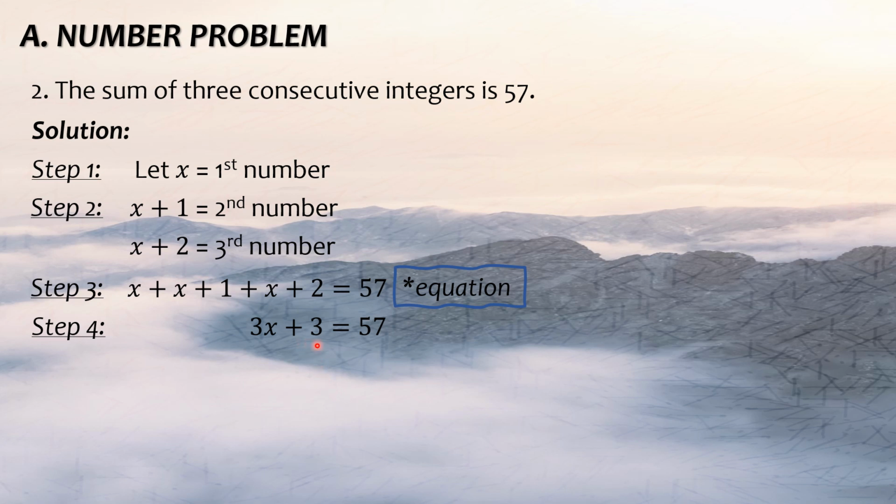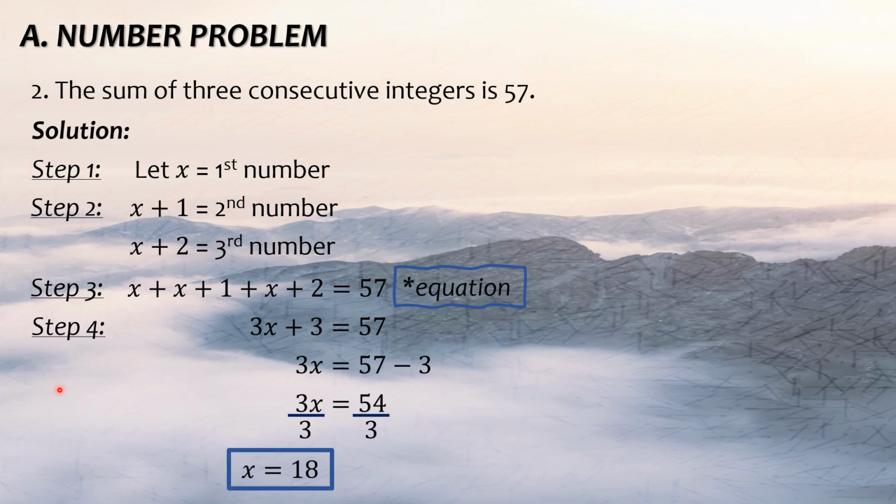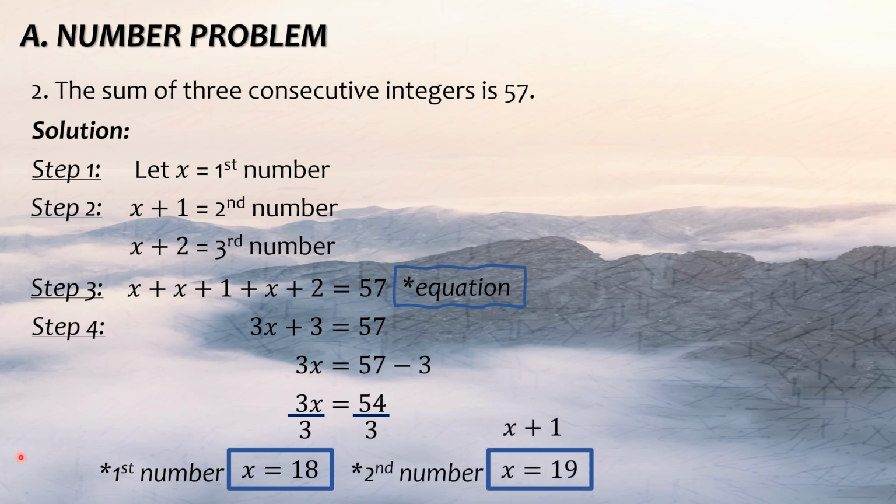So, ganun pa rin ang gagawin natin. Let us transpose positive 3 to the right side of the equation, kaya magiging negative 3, and then subtract, kaya naging 3x equals 54. Divide both sides by 3, cancel 3, so the value of x is 18 because 54 divided by 3 is 18, which is the first number. Next, paano natin mahahanap yung second number? Nakalagay dyan sa step 2 x plus 1. So, i-add lang natin sa 1 yung nakuha nating value ng x, which is yung first number. Therefore, the second number is 19.